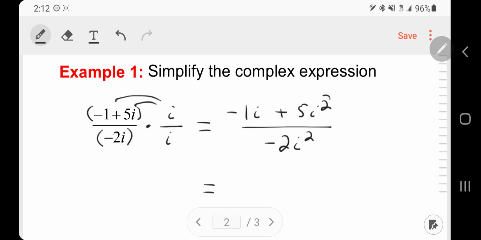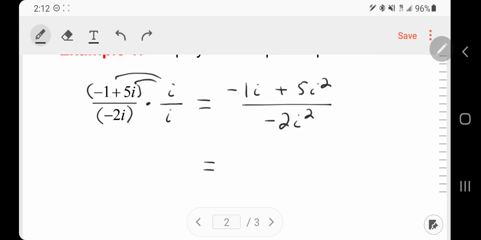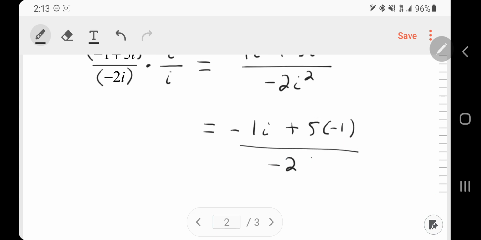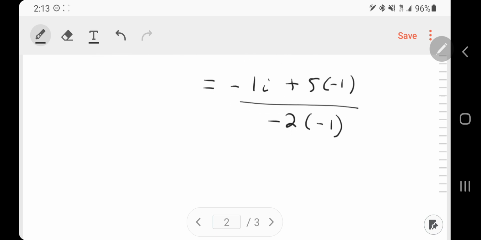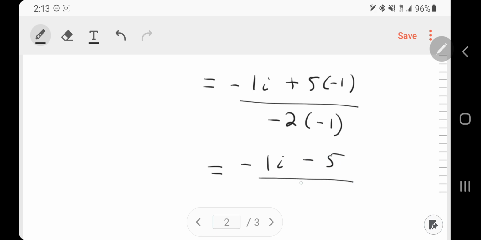Now keep in mind, anywhere I have an i squared, we know that those are going to become negative 1s. We know that from our prior videos. Negative 1i, and then again it's going to be positive 5 times negative 1 over negative 2, and again the i squared is going to be replaced with a negative 1. All right, continue to simplify. We have a negative 1i minus 5 over positive 2.